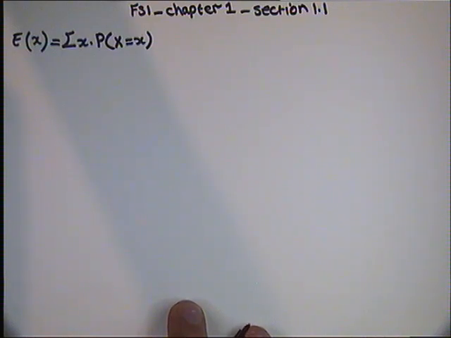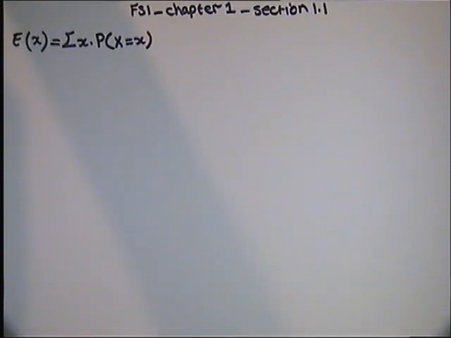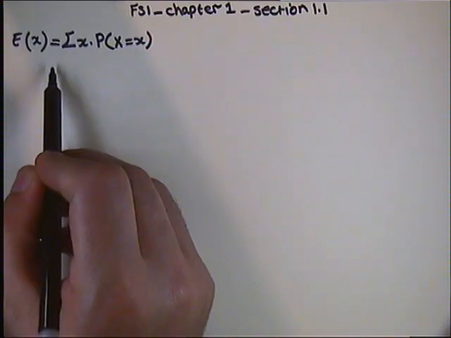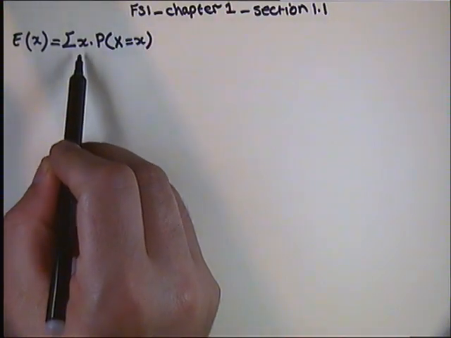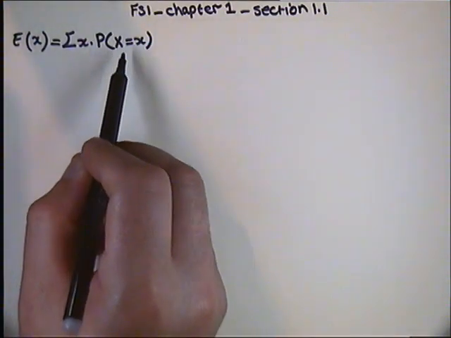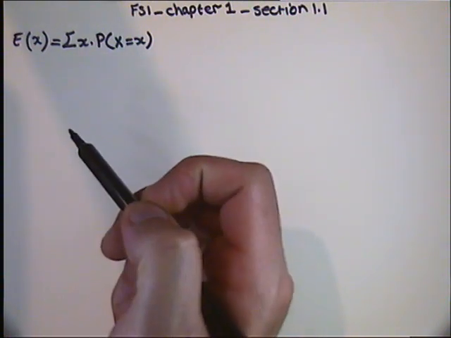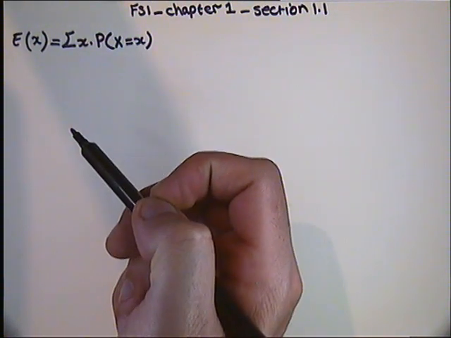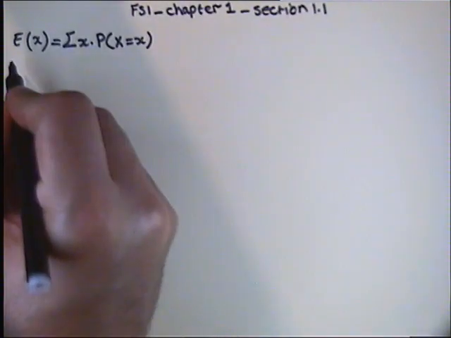In this video, I will go through Chapter 1, Section 1.1 of FS1 from Edexcel. Okay, the first topic is the expected value of a discrete random variable. The formula is E of x is equal to the sum of x times the probability of the random variable X equals x. So let's go through example 1.